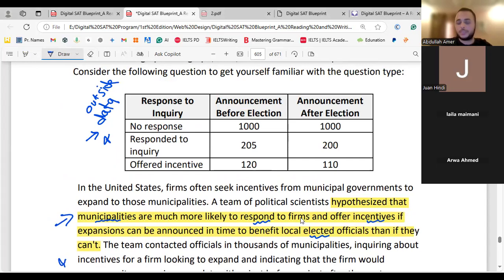So the relationship that I need to clarify is this claim, from the graph. The graph shows response to inquiry: the response before election and response rate after election. No response before election and after election, so it's the same. Responded to inquiry before elections, 205, and after elections, 200. Offered incentives, even more than before elections, 120, and after elections, it's 110.